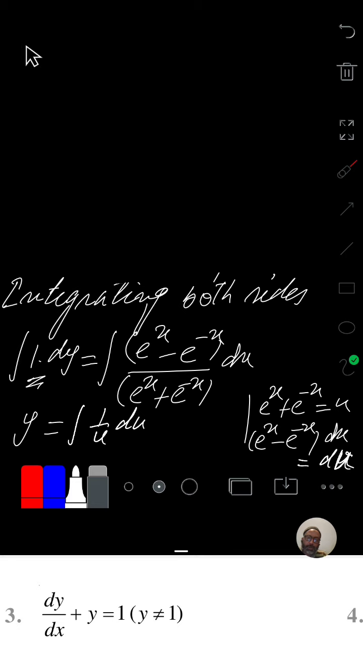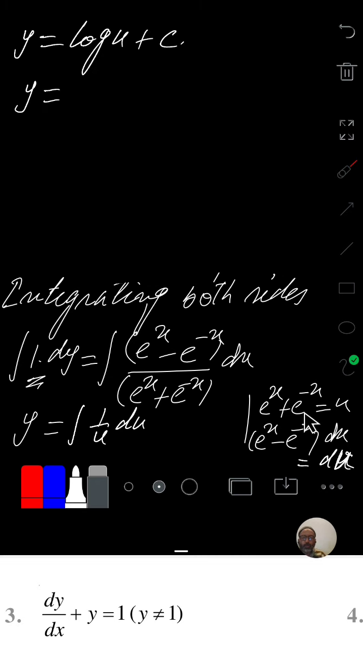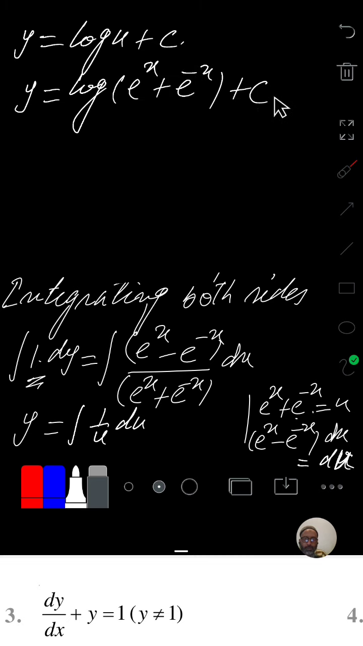Proceeding from this step, y is equal to integral of 1 upon u du, which will be log u plus c, as the constant of integration. Substitute the value of u, that is e raised to power x plus e raised to power minus x. From here we get y equals log of (e raised to the power x plus e raised to the power minus x) plus c.